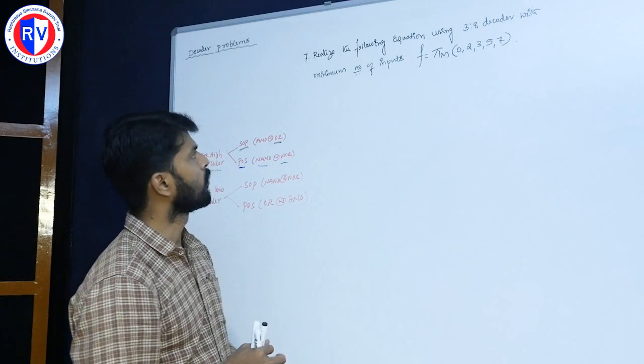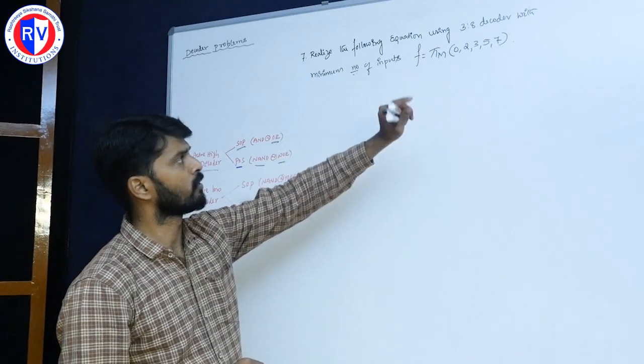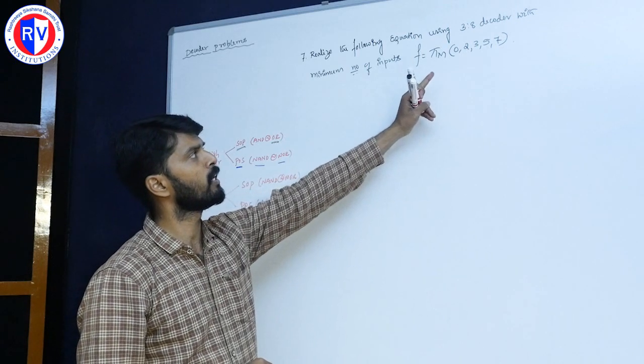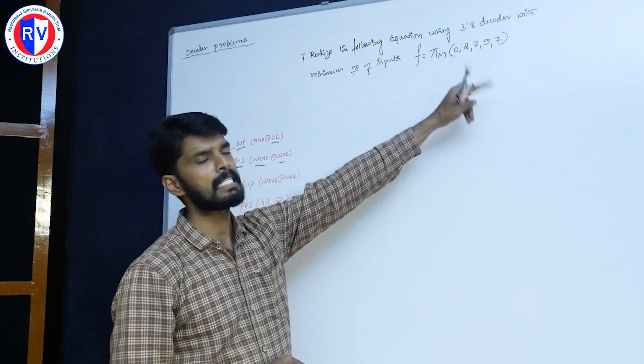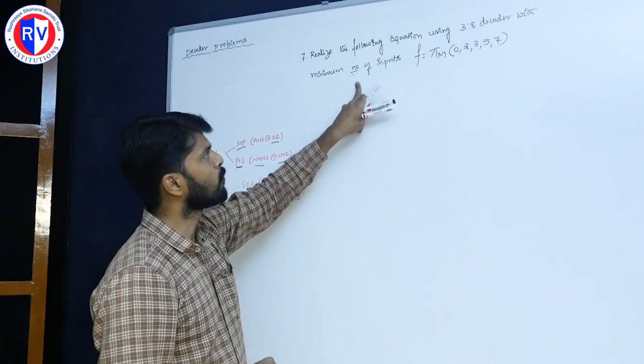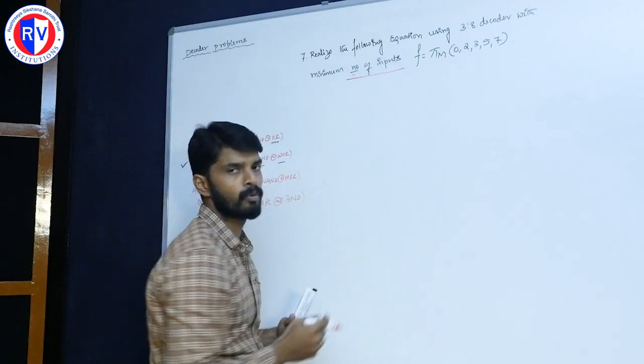Now we will see one more problem related to the decoder. Realize the following equation using a 3:8 decoder with the minimum number of inputs: f equal to pi m 0, 2, 3, 5, 7. Straight away I can tell this is POS. But here I got one more constraint. I need to design with a minimum number of inputs.